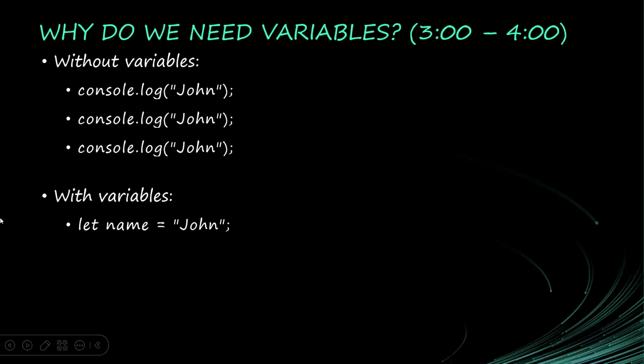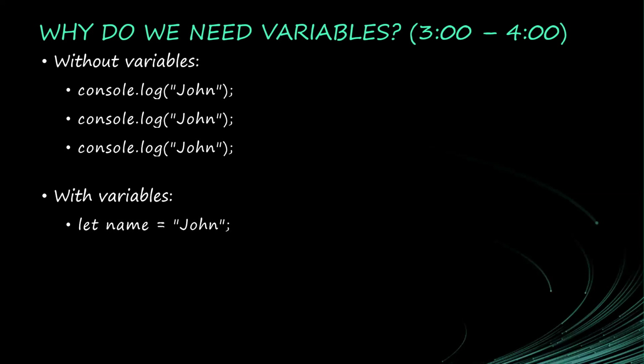So with variables, we don't need to repeat this value, John, 3 times. We can just store the value in a variable. This is data we are storing in a memory location, telling JavaScript, keep this value in this memory location.